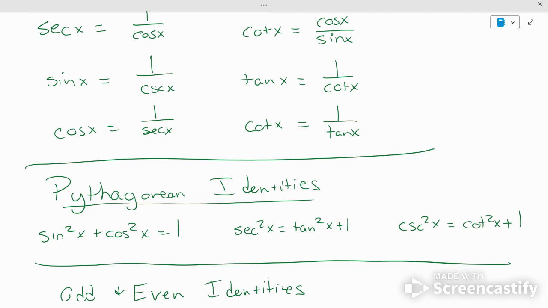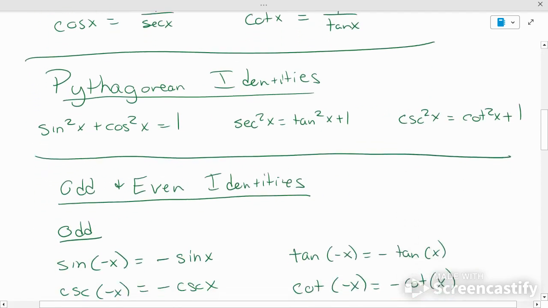Then after our Pythagorean identities comes our odd and even functions.